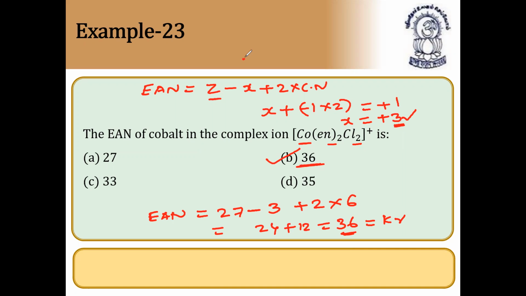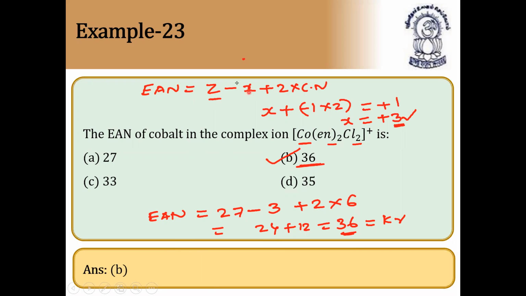Option B. So definitely it is option B. In the previous classes we have done the same thing, but somewhere they had given a wrong option as a typing mistake. So I have corrected it. So you also do the same thing. Effective atomic number is equal to 27 minus 3 plus 2 into 6. So 24 plus 12 is equal to 36. In this way, you'll find the effective atomic number.